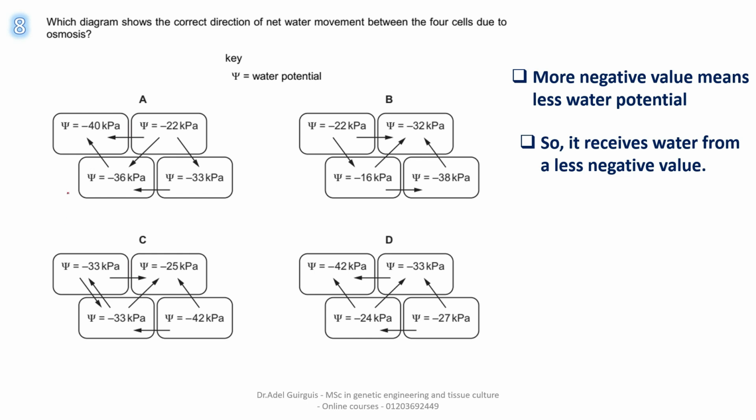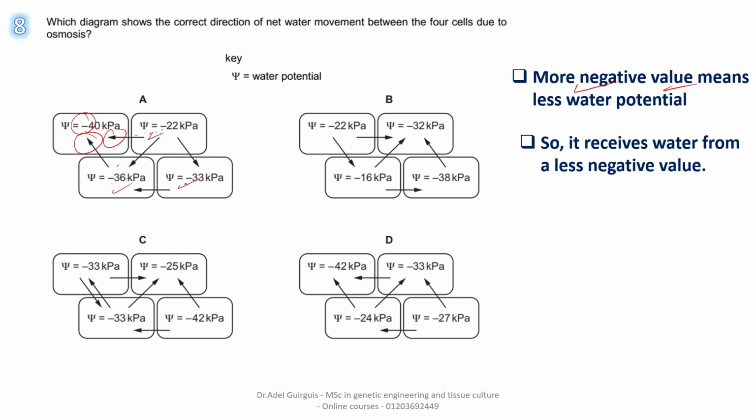So for letter A, check letter A. Minus 40 is a more negative value. More than what? More than this one, more than this one, more than this one. So it receives water from the adjacent right side cell with value minus 22. Also from minus 36, it receives water because it has lesser water potential than both.